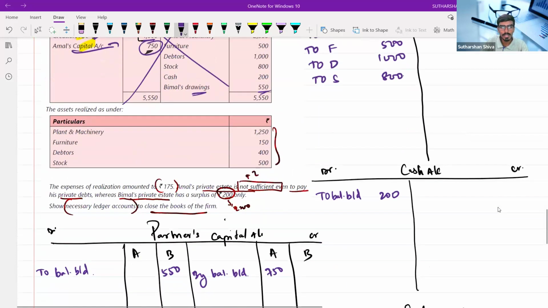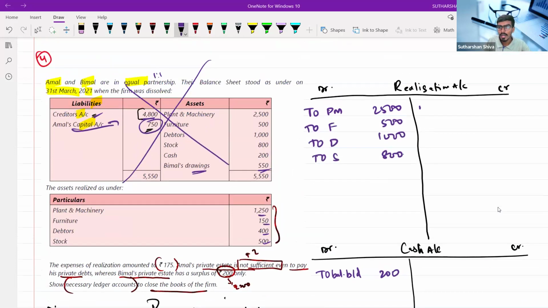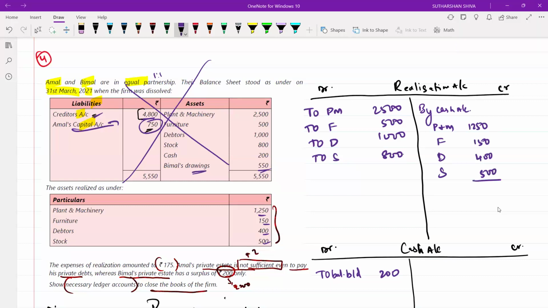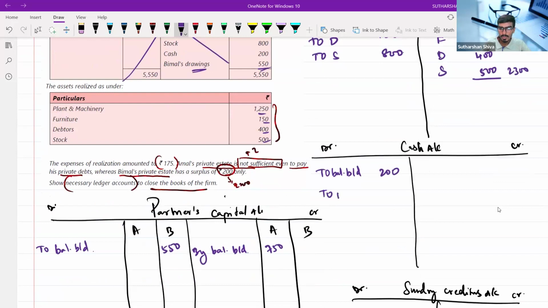We are not going to focus on the balance sheet. The asset realized value is given. If you want to prepare a working note, you can, or alternatively, you can show it like this. Cash account: plant and machinery 1,250, furniture 150, debtors 400, stock 500. Give me the sum of the values. 2,300, sir. Go to the cash account and write to realization account. If I want to write, I will write sale of assets, 2,300.